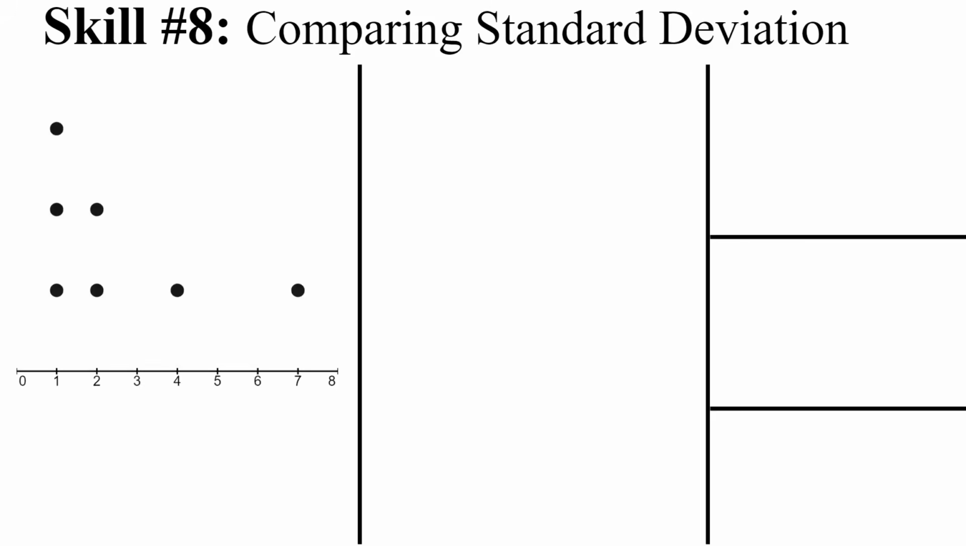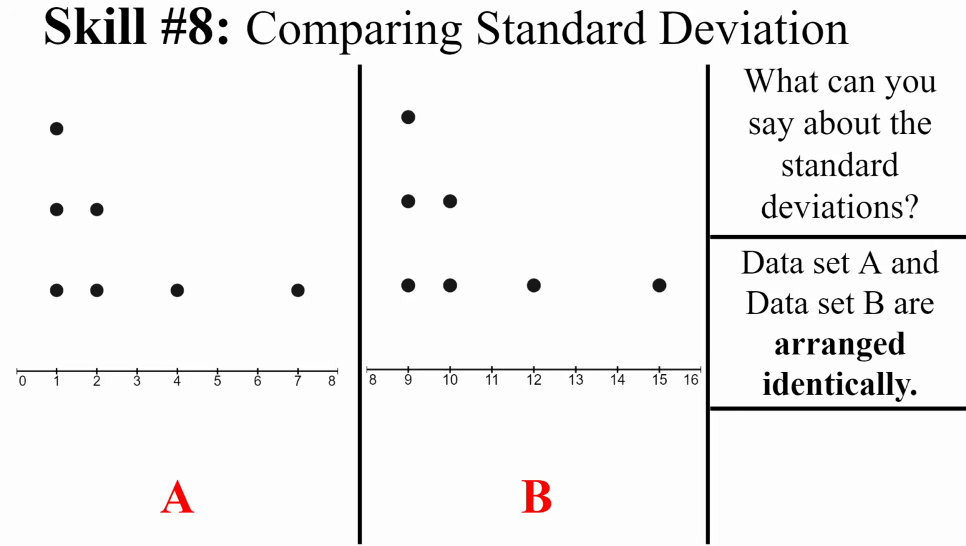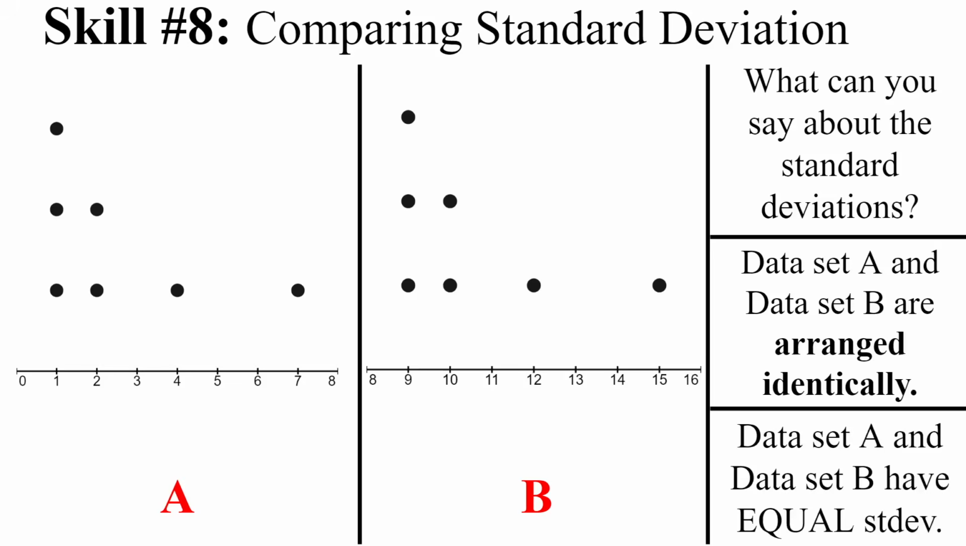Okay, let's look at this one and this one. These guys I do think look exactly the same. We've got 3, then 2, nothing, 1, nothing, nothing, 1. Looks exactly the same. So they have the same standard deviation. They are equal. Great, let's keep going.